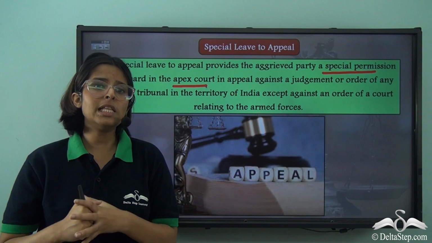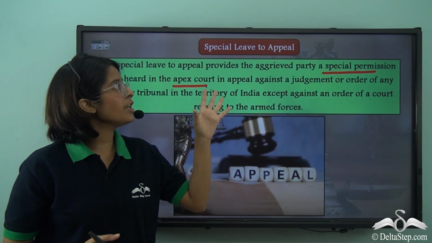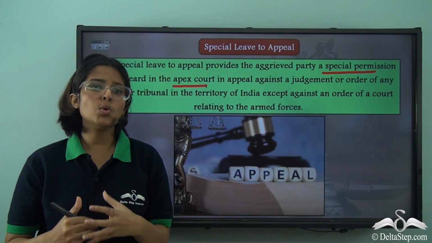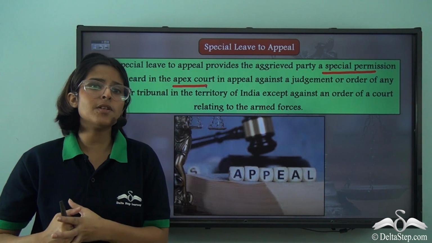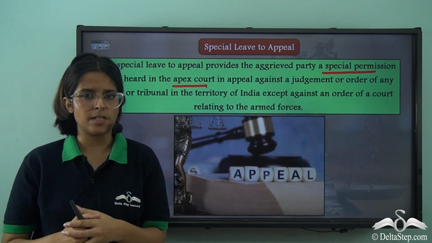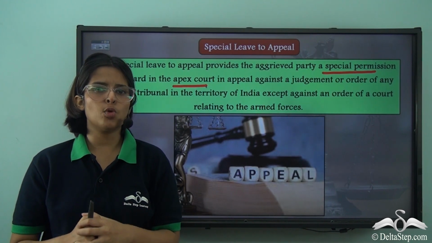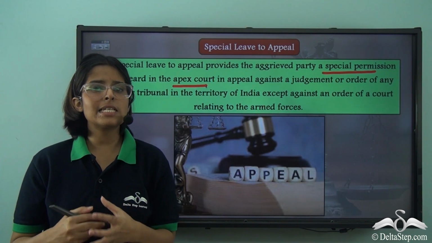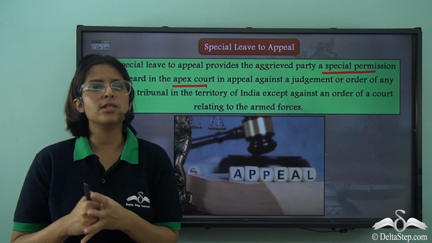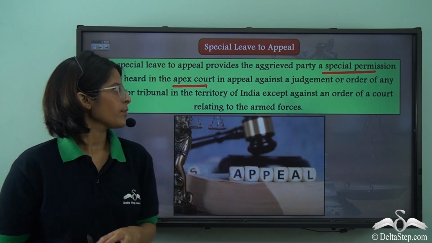So, the special leave to appeal gives the aggrieved party a chance to appeal to the Supreme Court even if the High Courts have not given a certificate. But it is the decision of the Supreme Court if the case is fit to be heard as appeal in the Supreme Court or not.